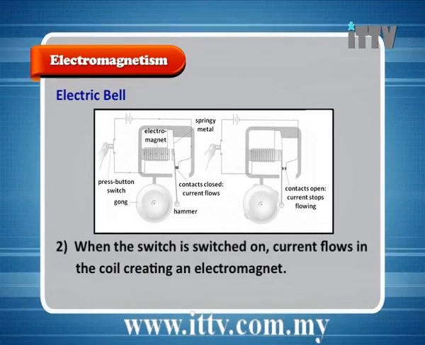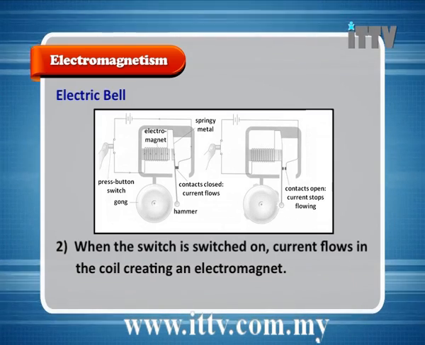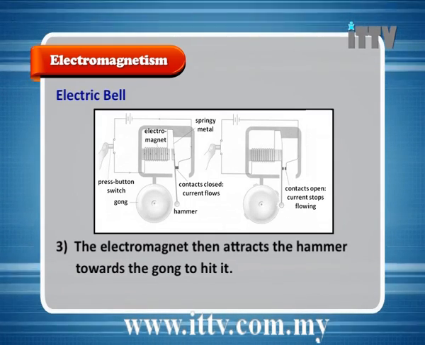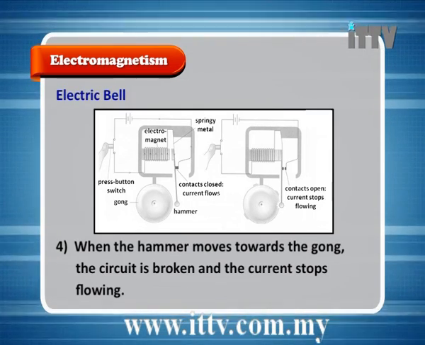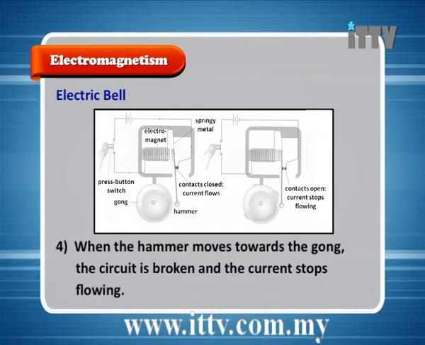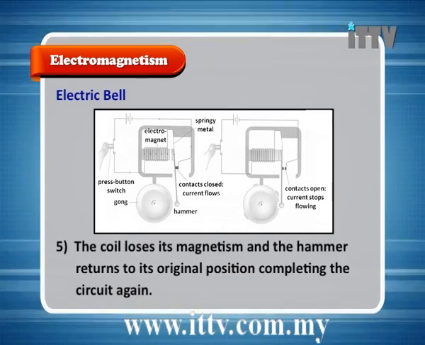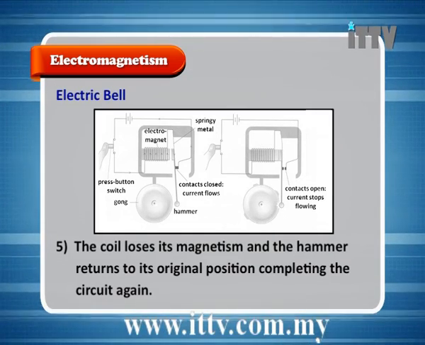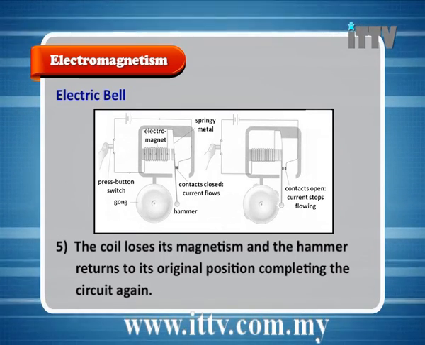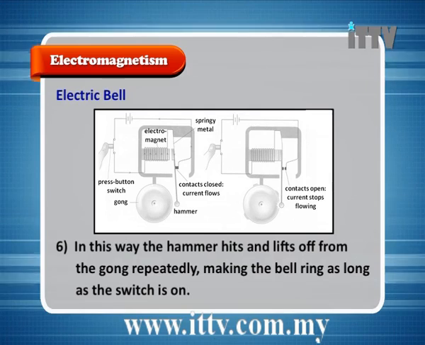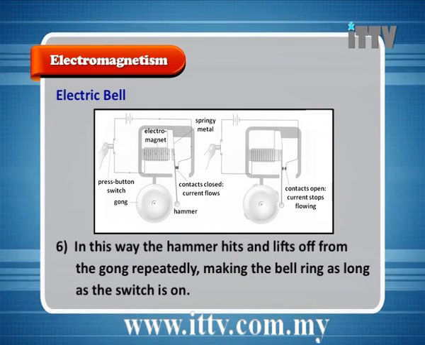When the switch is switched on, current flows in the coil, creating an electromagnet. The electromagnet then attracts the hammer towards the gong to hit it. When the hammer moves towards the gong, the circuit is broken and the current stops flowing. The coil loses its magnetism and the hammer returns to its original position, completing the circuit again. In this way, the hammer hits and lifts off the gong repeatedly, making the bell ring as long as the switch is on.